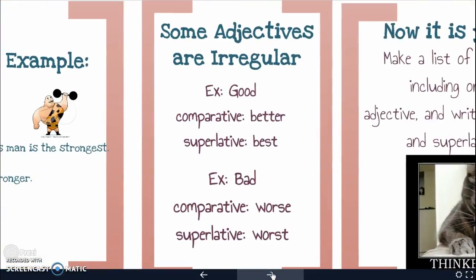All right, of course, there's always going to be irregularities and exceptions because it's English, and that's what makes it fun. So some adjectives are irregular. So one example of this is good. We don't say gooder and goodest, we say better and best. The same goes for bad. We don't say badder and baddest, we say worse and worst. So just be aware of these irregular adjectives. Good, better, best, and bad, worse, worst.